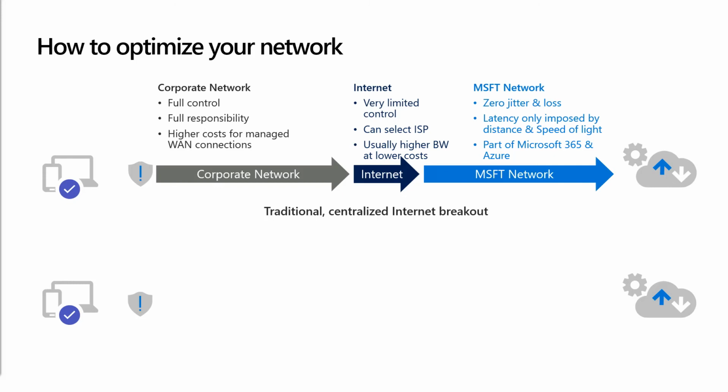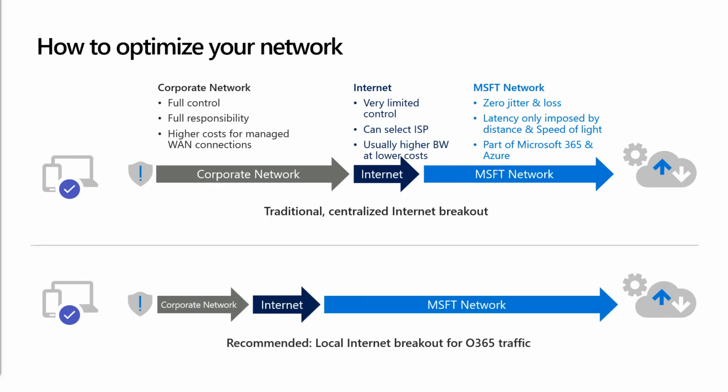This should be a familiar picture. It's the same one we saw on the last slide. But we can do a little more than that. What if we can reduce the corporate network and get your traffic onto that zero jitter, zero loss Microsoft network even faster? And the way to do that is to introduce local internet breakouts where it makes sense.